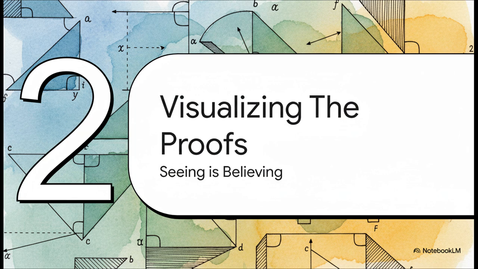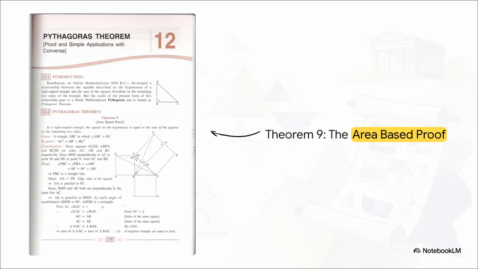Visualizing the proofs. Seeing is believing. Now, instead of just staring at algebra variables like a, b, and c, picture this. Imagine physically drawing actual, perfect squares attached directly to the three sides of our right-angled triangle. Suddenly, the geometry perfectly matches the algebra. You can clearly see the massive square built onto the long hypotenuse and the two smaller squares built onto the shorter legs. The theorem is literally telling us that if you took the physical area of those two smaller squares and squished them together, they would perfectly fill up the area of the massive square on the hypotenuse.